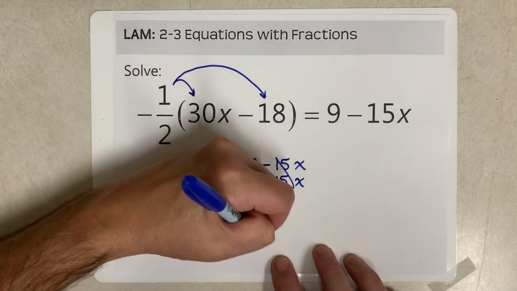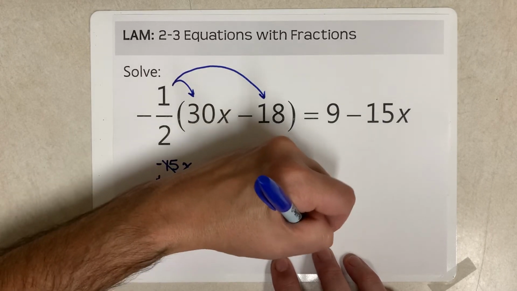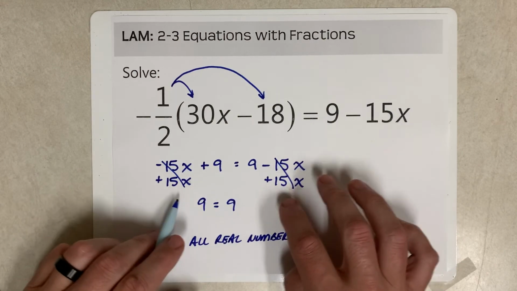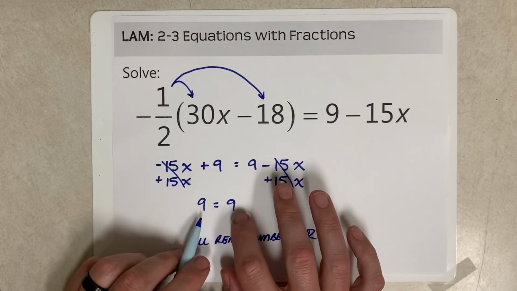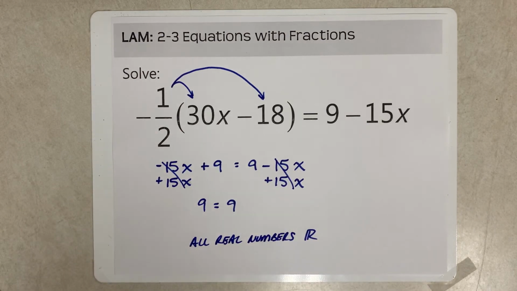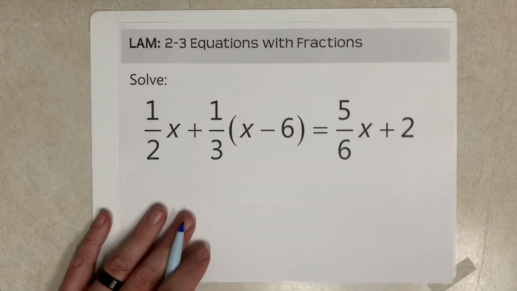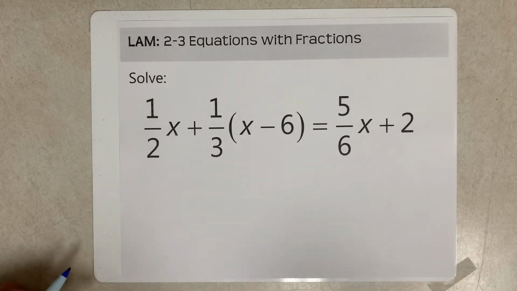All real numbers. Now, if it ever has the variables cancel and it leaves a false statement like 9 is equal to 8 or 0 is equal to 1, then it'd be no solution. That one's all reals. This one, the last one, always has to be the more complicated one.